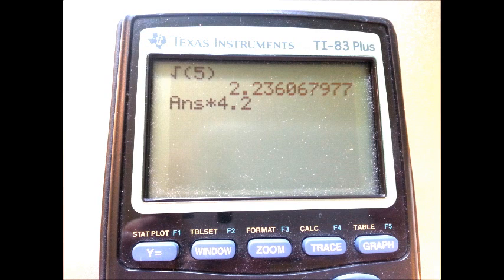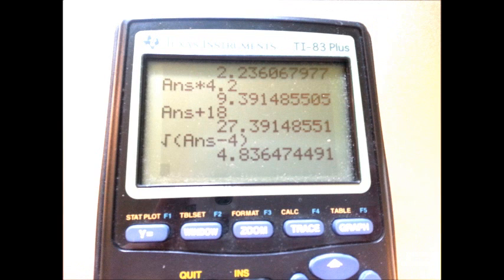You can also use second and negative to use that answer value anywhere in an expression. For example, the square root of our answer subtract 4.